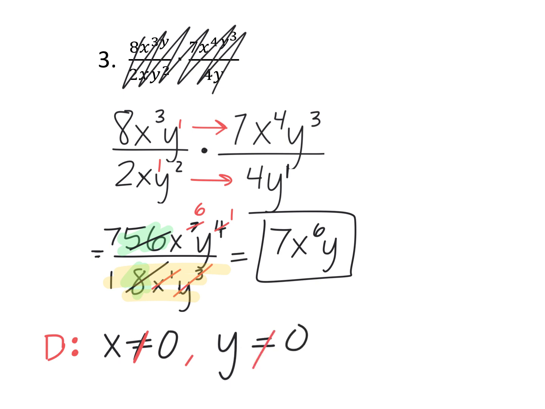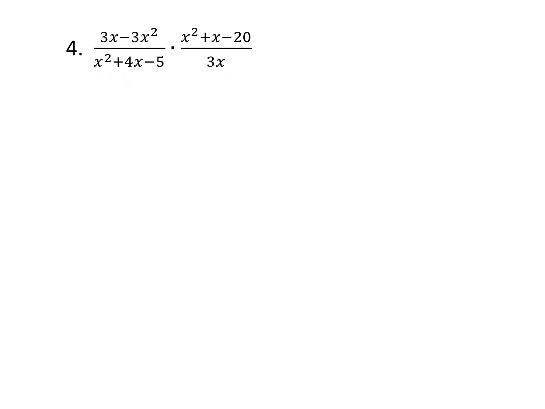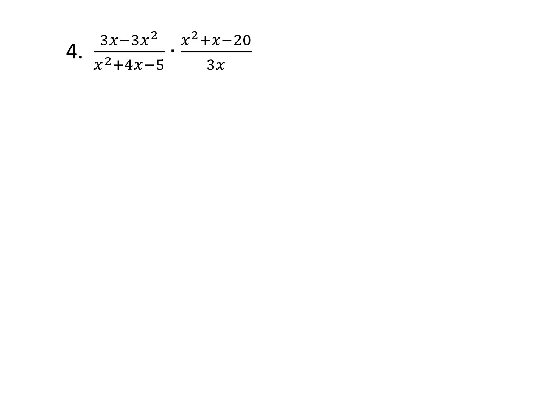So not 0 for x, not 0 for y. That way you avoid having a 0 in the denominator, okay? On this one, we are gonna multiply straight across, just like we did in the last one, which will get you one big fraction. So we'll write that down to explain it.